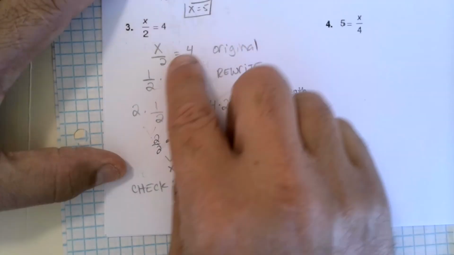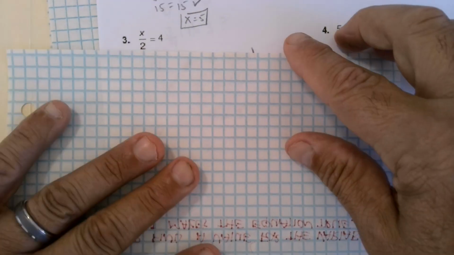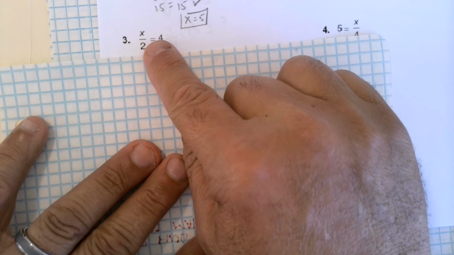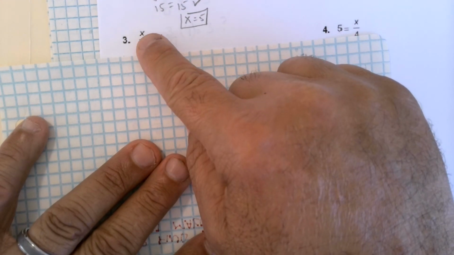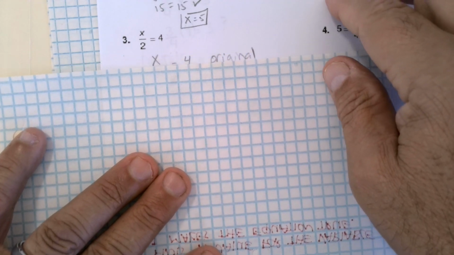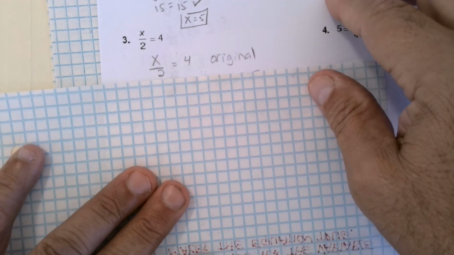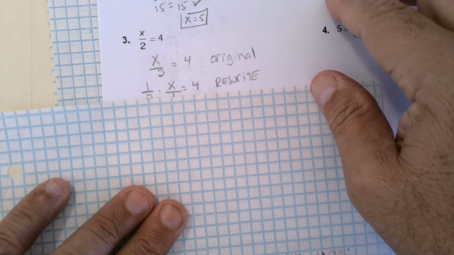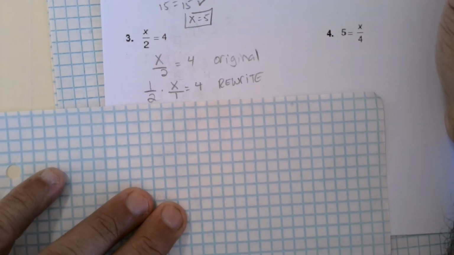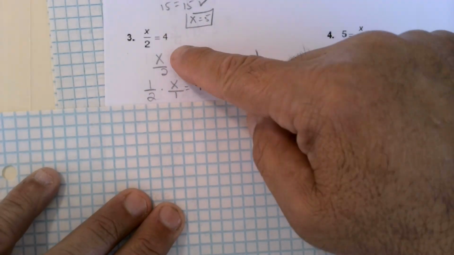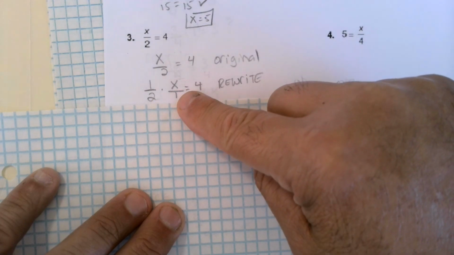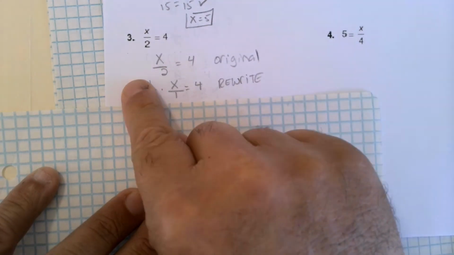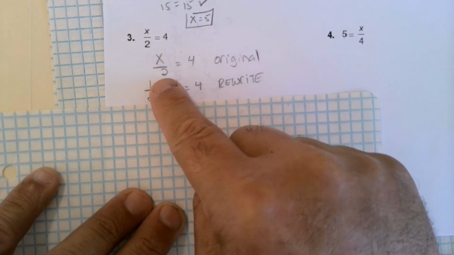Okay. Well, this original problem says x divided by 2. X over 2 equals 4, but we want to get this x alone. How do we do that? Well, there's the original problem. Now I want to rewrite that just so you can see something here. X over 2 is the same as 1/2 times x over 1 equals 4. So if I were to multiply this together, I would get x over 2.